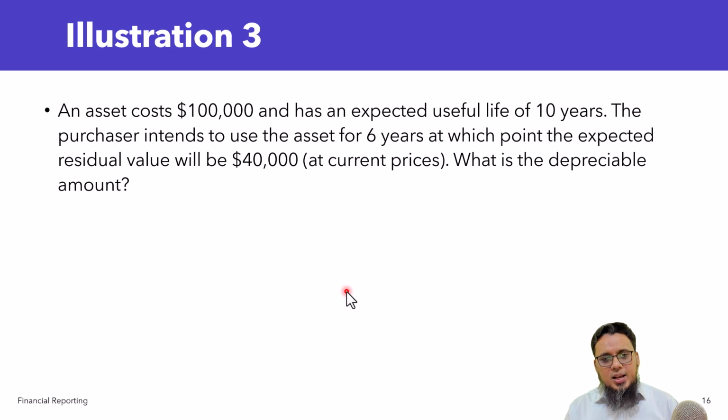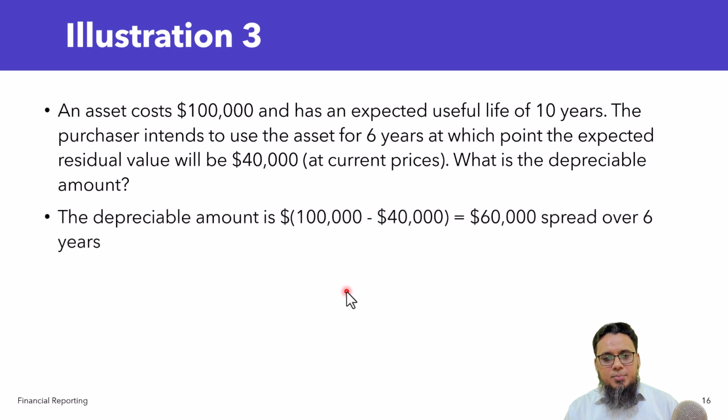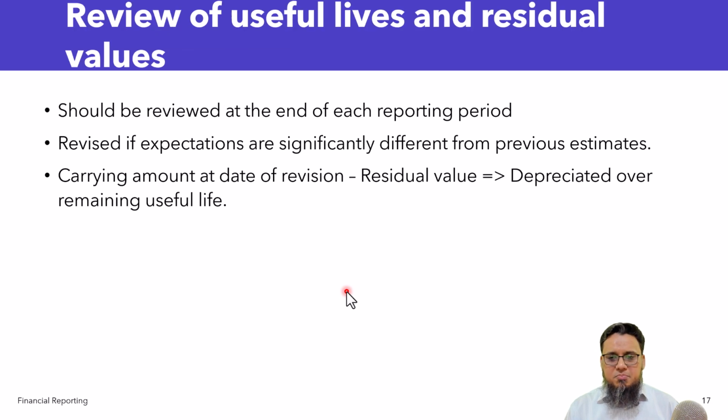Another illustration: an asset costing $100,000 has an expected useful life of 10 years. The purchaser intends to use the asset for 6 years, at which point the expected residual value will be $40,000 at current prices. What is the depreciable amount? Fairly simple. The depreciable amount is the cost minus the residual value, which is $60,000 spread over 6 years. It's roughly on a straight line basis, $10,000 per annum.